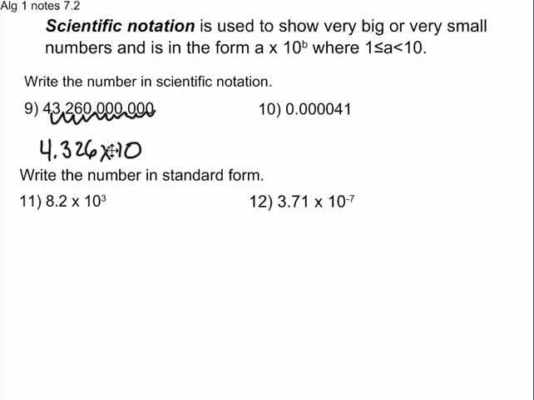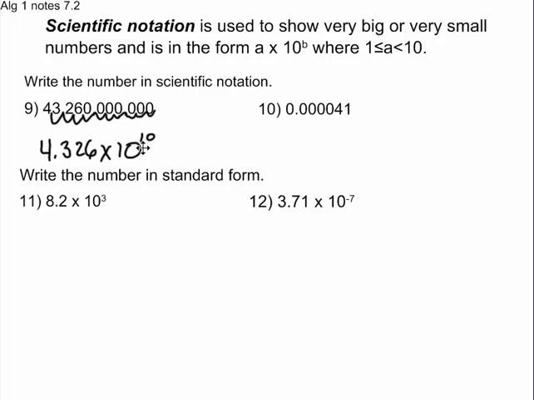Well, the power that you're going to use is just how many times you had to move your decimal place. So I had to move my decimal place 1, 2, 3, 4, 5, 6, 7, 8, 9, 10. I had to move it 10 times. So the power that I'm going to use is 10. Now, the power that I'm going to use is also positive.